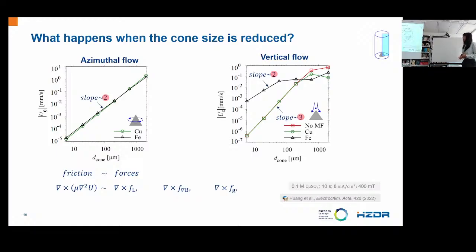So now we want to understand why we see this scaling behavior. Why are these slopes?